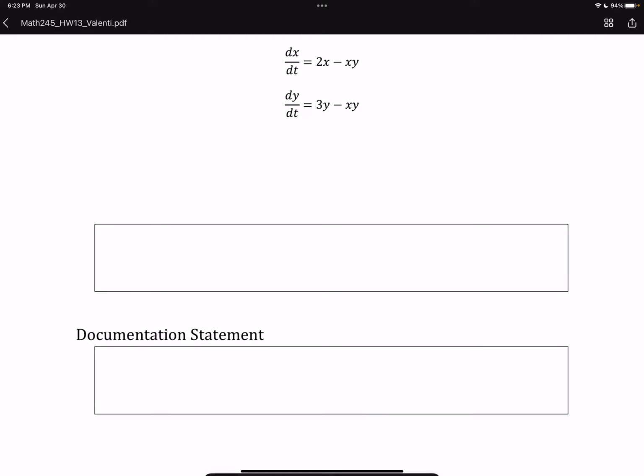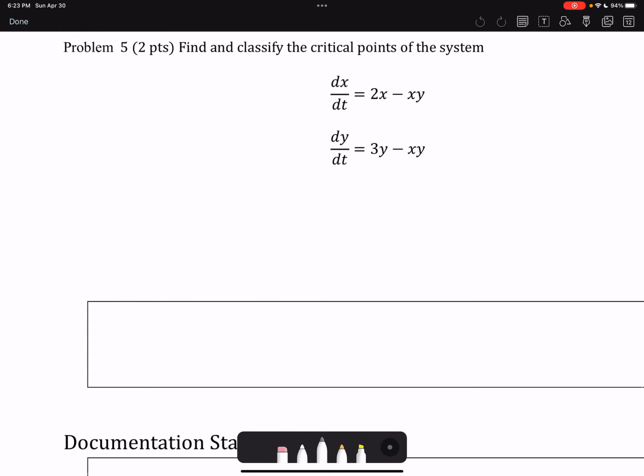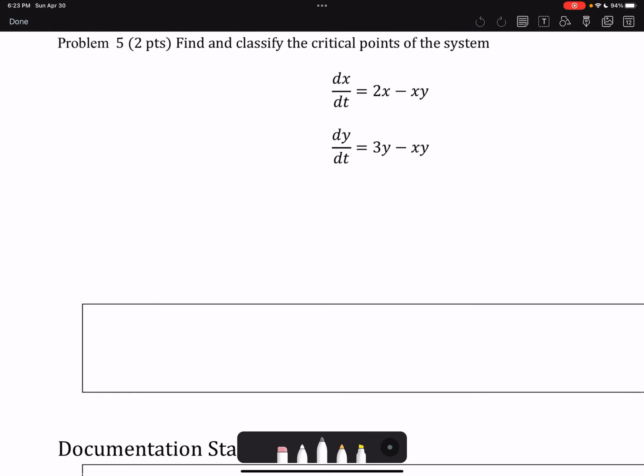Welcome to problem 5, homework 14. This is find and classify the critical points of the system. So this is how we're going to do it. We're going to say that the critical points happen when the slopes are 0. So the slopes with respect to x is 0 here. With respect to y, it's 0 here.